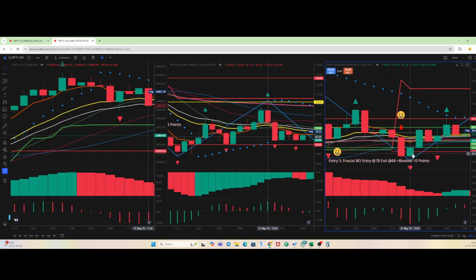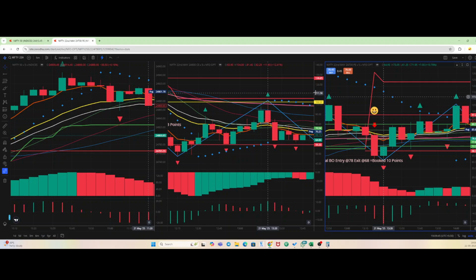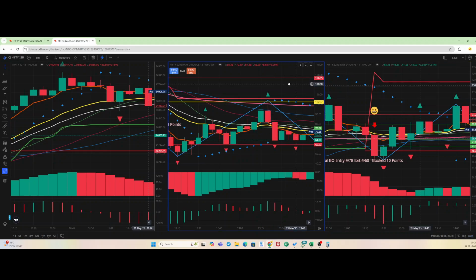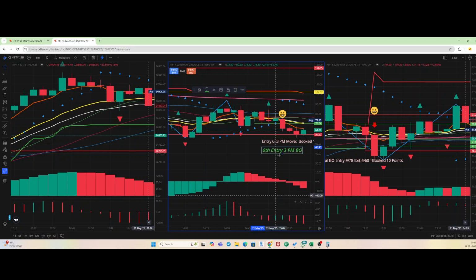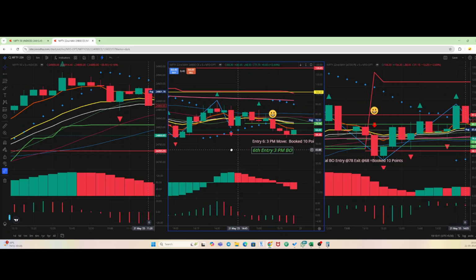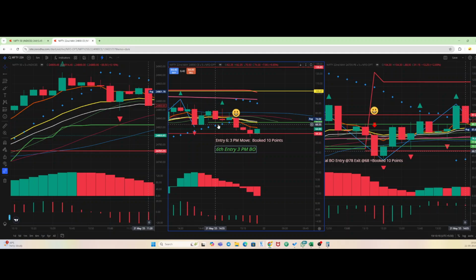Okay. So next, if you see the 3 p.m. move, that is the sixth entry. This is the sixth entry. 3 p.m. breakout. So this is the 3 p.m. entry. Here you can see this 3 p.m. candle, which was a breakout around 15:10 only, and it clearly gave 10 points.